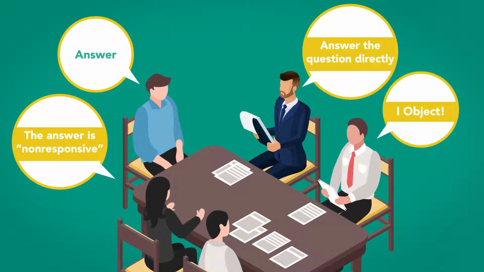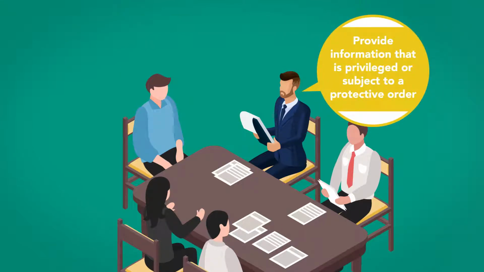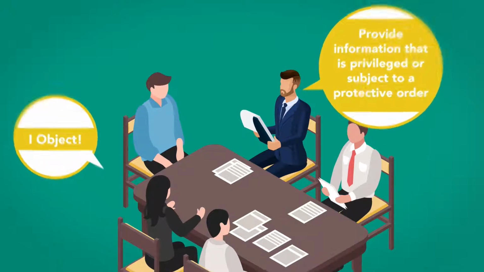In that case, the appropriate objection is that the answer is non-responsive, and the person will be asked to answer the question directly. Objections can also be made when counsel anticipates that something objectionable is about to be stated by the witness. For example, if a question from examining counsel asks the witness to provide information that is privileged or subject to a protective order, opposing counsel can object before the witness provides the answer.